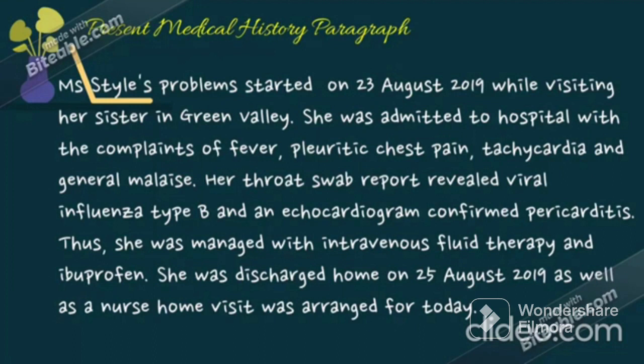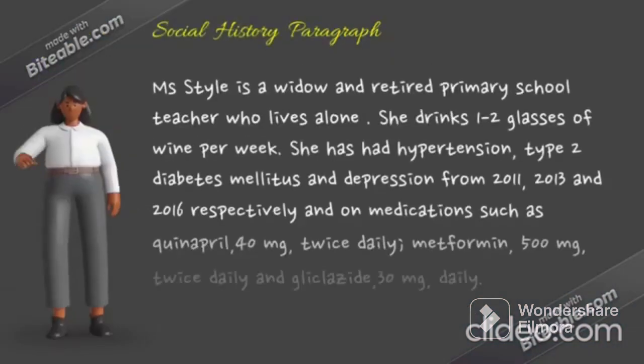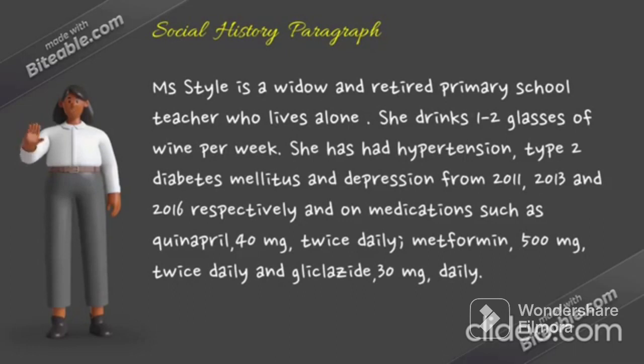Then we can say that she was discharged home on 25 August 2019, as well as a nurse home visit was arranged for today. Because today is the date we are writing the letter regarding everything, we can mention it like that. So upon discharge, she was advised a home visit by the community health nurse. That was the end of her discharge. So I hope this is clear for you. Then we can go to the next paragraph. Next paragraph is our social history paragraph.